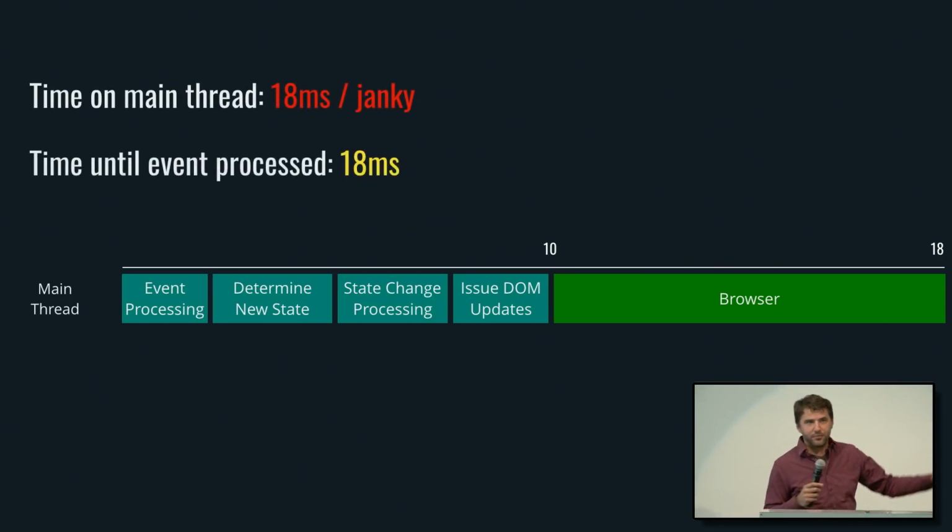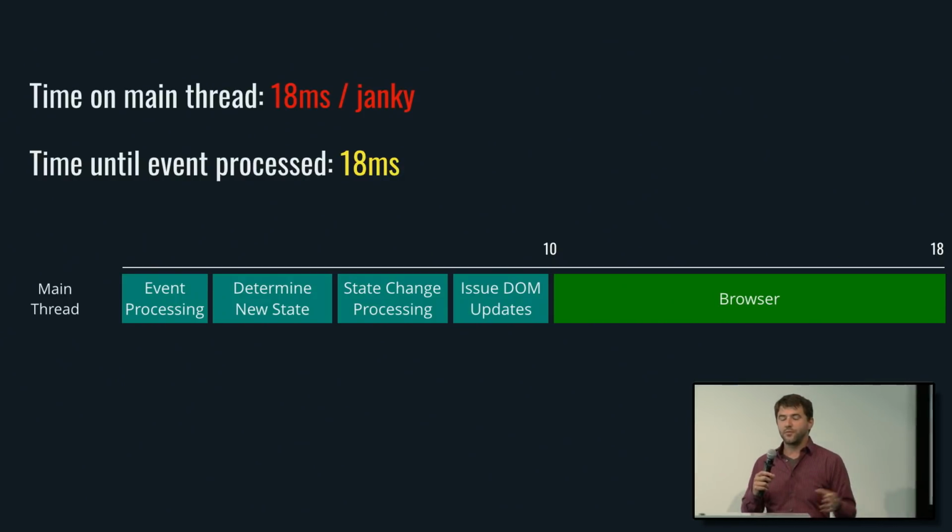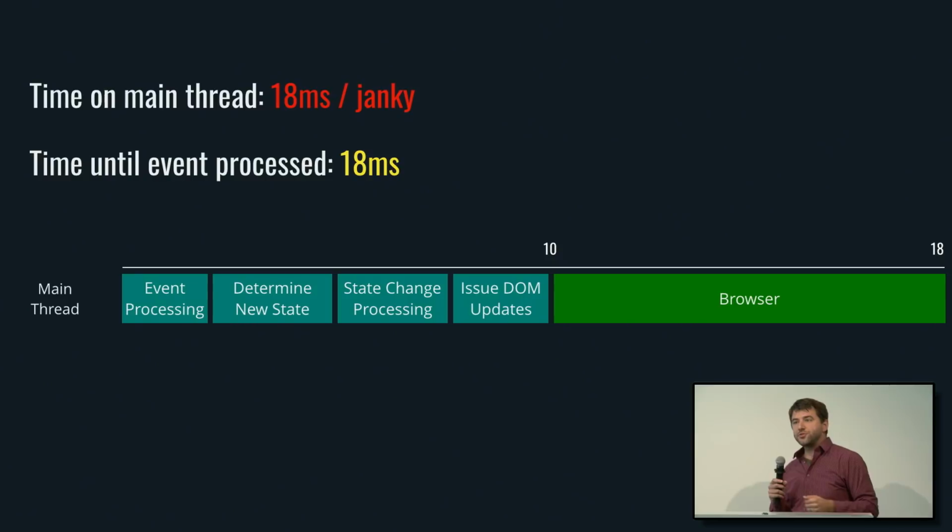Back to our example. We've got 10 milliseconds of processing happening for an event, and 8 milliseconds for the browser to actually respond to those changes that we gave it to perform within our frame. And we've introduced jank in this example. It took us 18 milliseconds to respond to the event, but we also kept the main thread busy for that 18 milliseconds of time.